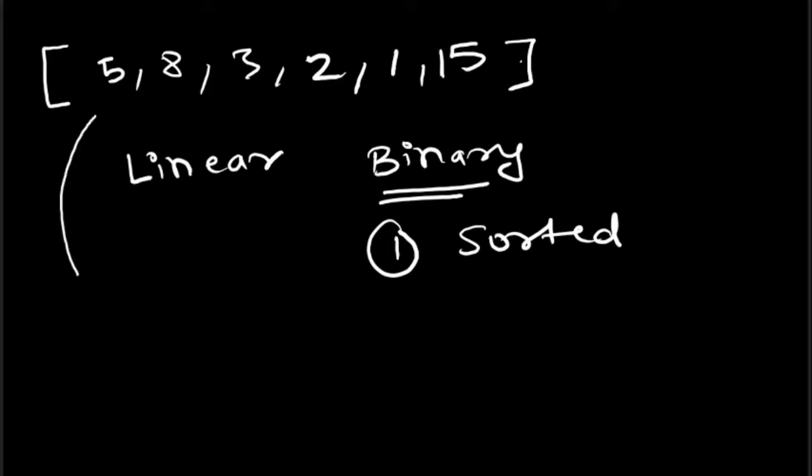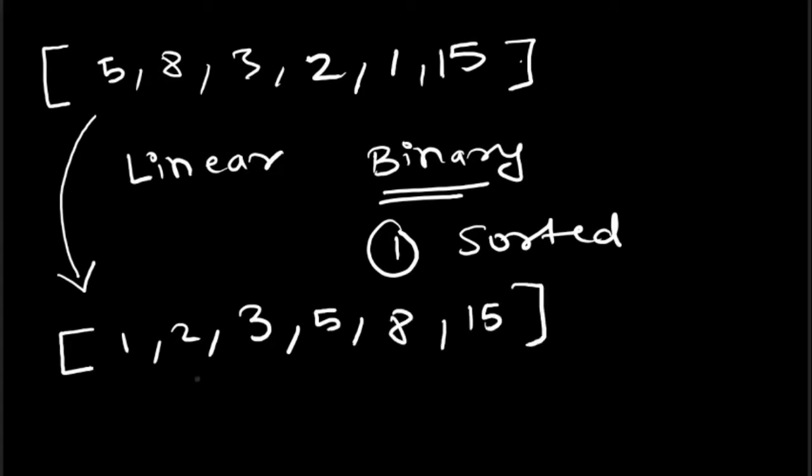So if we try and find out the sorted list of this, then we get 1, 2, 3, 5, 8 and 15. So this is the sorted list on which we can then simply perform the binary search, and we can easily find the element in log n time. So basically the process of converting randomly ordered elements into either decreasing or increasing order, also called sorted order, is called sorting. So basically we have to sort this thing.